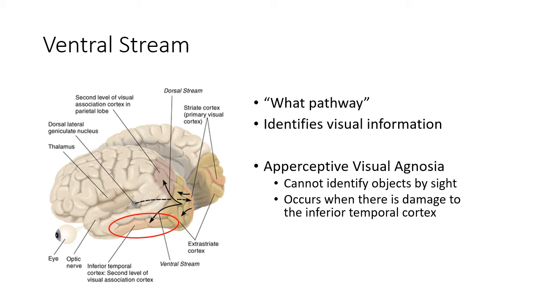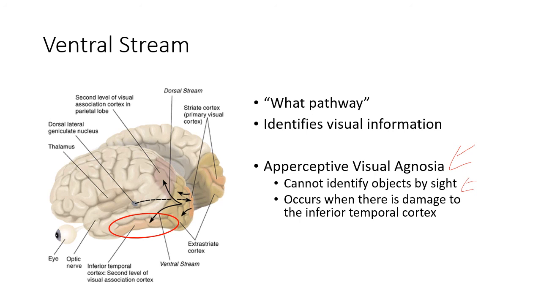Things like the fusiform facial area. Another thing here is that damage to this area can result in visual agnosia. What that basically means is that vision is not clear. And even if the vision is crisp and sharp, if you've got damage here, you might not be able to identify objects by sight. This specifically occurs when there's damage to the inferior temporal cortex, which is a part of the visual association cortex, part of the ventral stream, the what pathway.